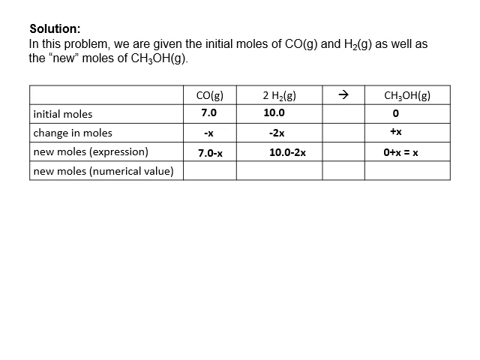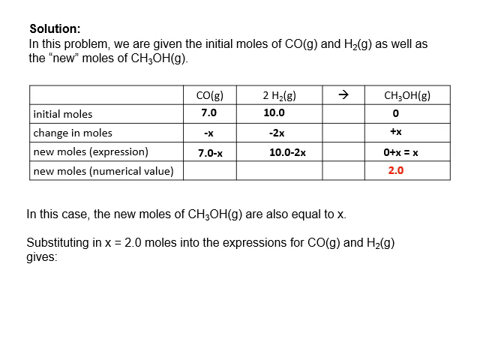In this problem, we're given the initial moles of carbon monoxide and hydrogen gas, as well as the new moles of the methanol gas. So starting with our table as we have before, we can already plug in the value for the methanol gas that's formed. That was the number 2 given in the problem. Since the value of methanol is equal to x, we already have the value of x in this situation. Substituting x equal to 2 into the expressions for carbon monoxide gas and hydrogen gas gives 5 moles of carbon monoxide gas and 6 moles of hydrogen gas.